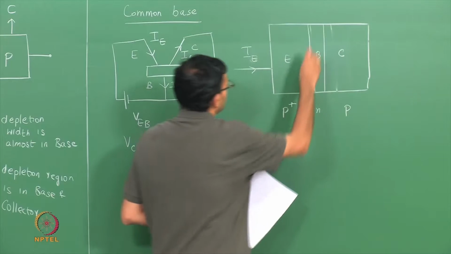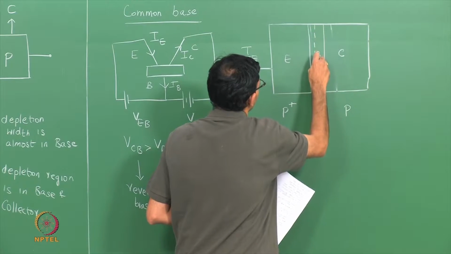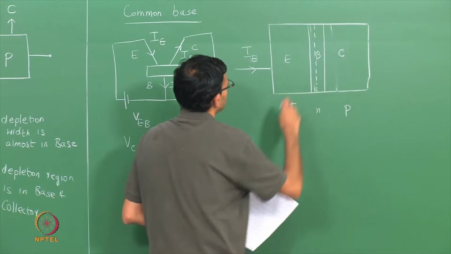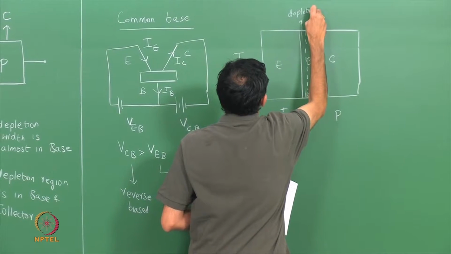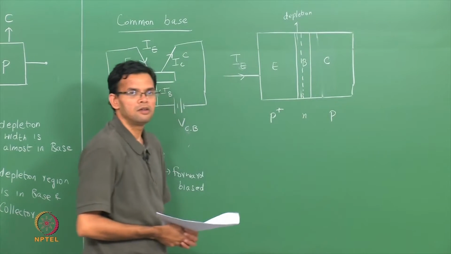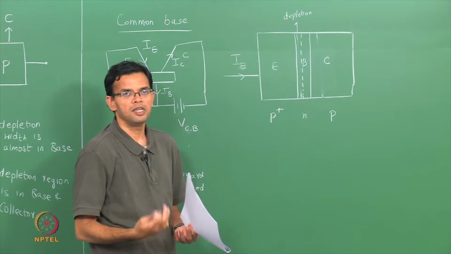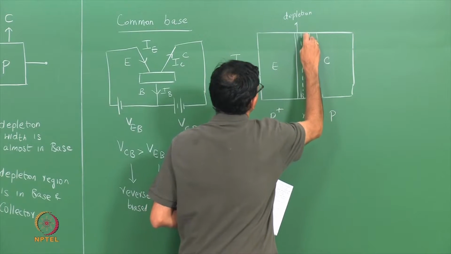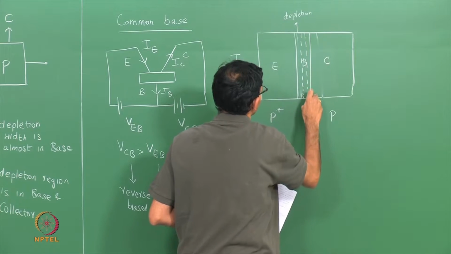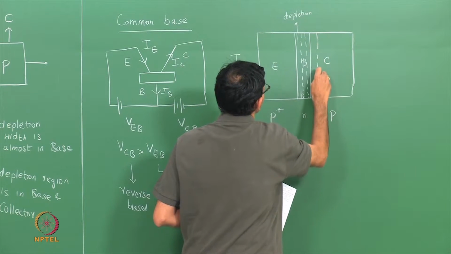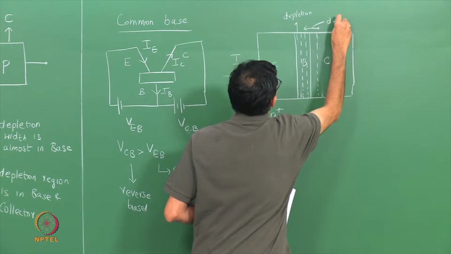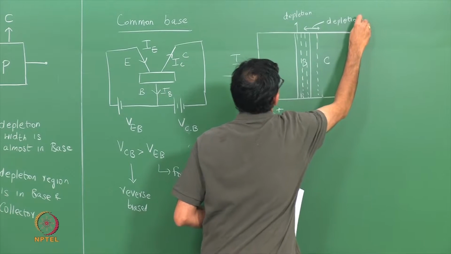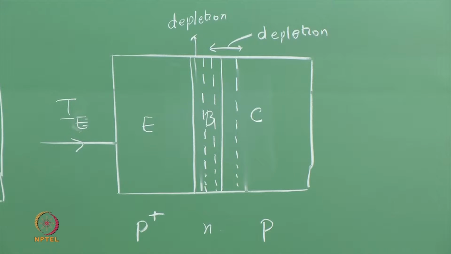So the depletion width is almost entirely on the base side. On the other hand, in the base and the collector, the depletion width is in both regions. So you have two junctions, which is why you have two depletion regions.